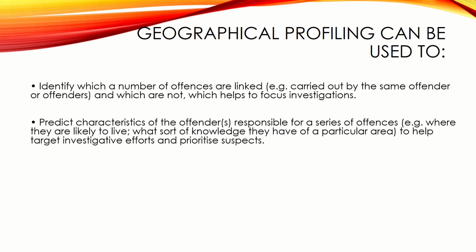For example, what sort of knowledge do they have about particular areas? And if they're committing crimes in one particular area, we'd probably guess that they know that area quite well. Does that mean they grew up in that area, or does that mean that they still live there?